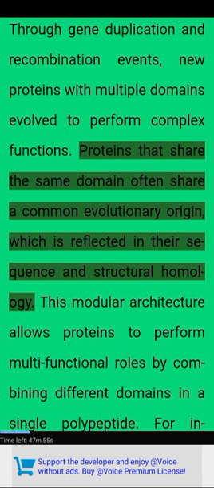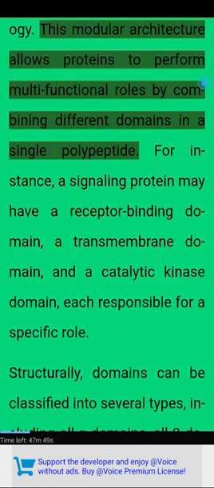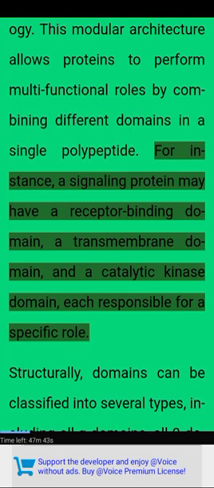Proteins that share the same domain often share a common evolutionary origin, which is reflected in their sequence and structural homology. This modular architecture allows proteins to perform multifunctional roles by combining different domains in a single polypeptide. For instance, a signaling protein may have a receptor binding domain, a transmembrane domain, and a catalytic kinase domain, each responsible for a specific role.